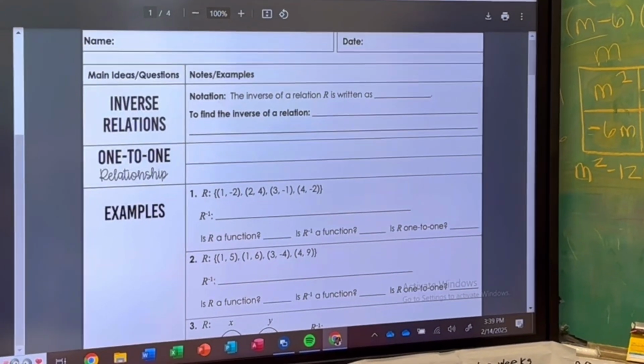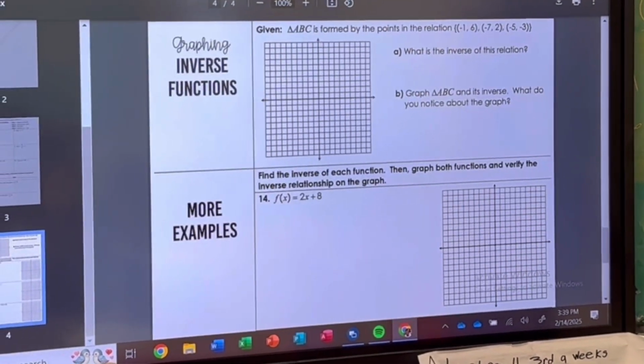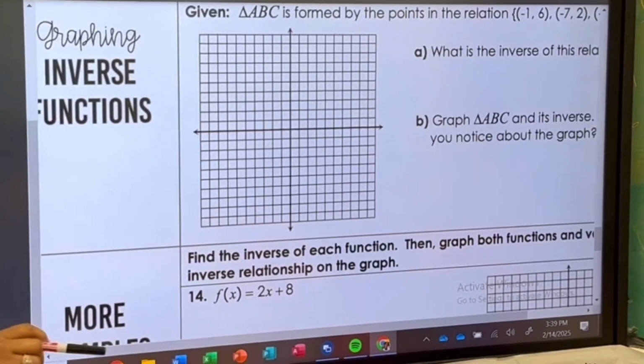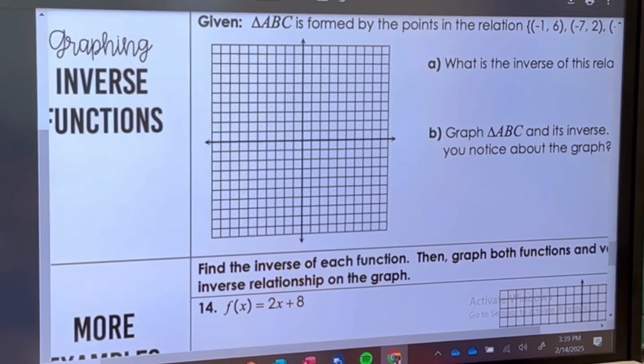About inverse functions, no talking in the back, please. Okay, let's start out with this graph here. Make sure you guys are paying attention.